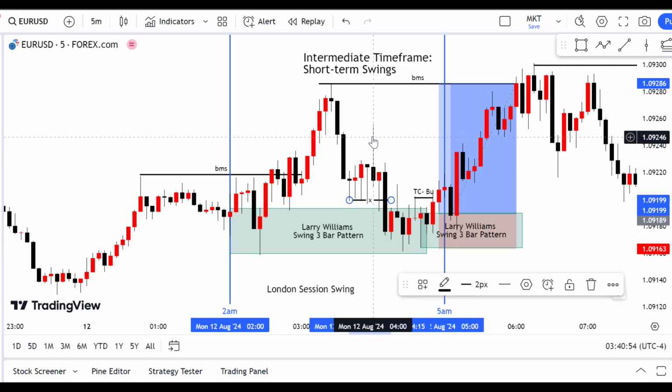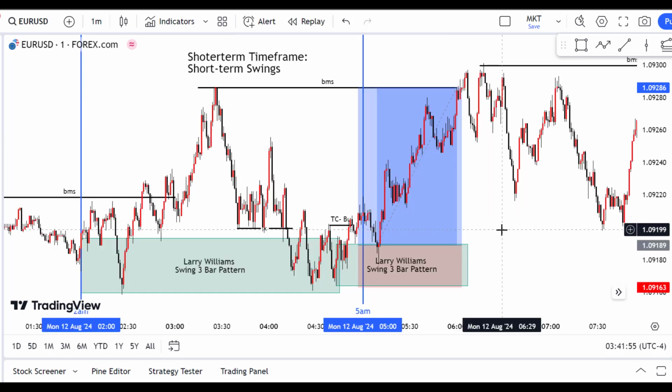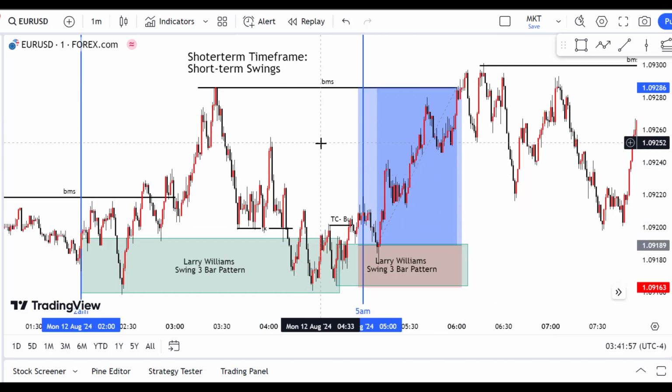What do you do? You go to your 1-minute time frame and look for a market structure shift to the upside. Like I said, the short-term time frame is being used as an entry point, using the market structure shift in our chart.